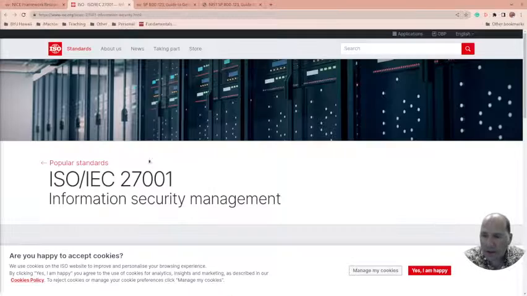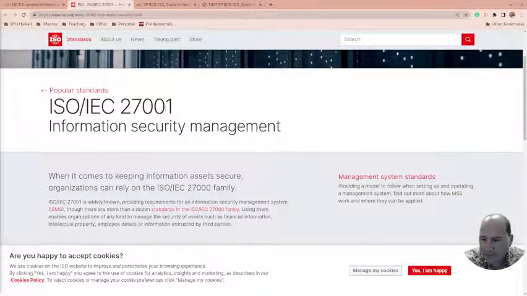ISO, the Information Security Management standards, 27001, also 27002 and 27005, are some international standards in a similar area. Anyway, these are things that high level organizations should be understanding, what they should do.